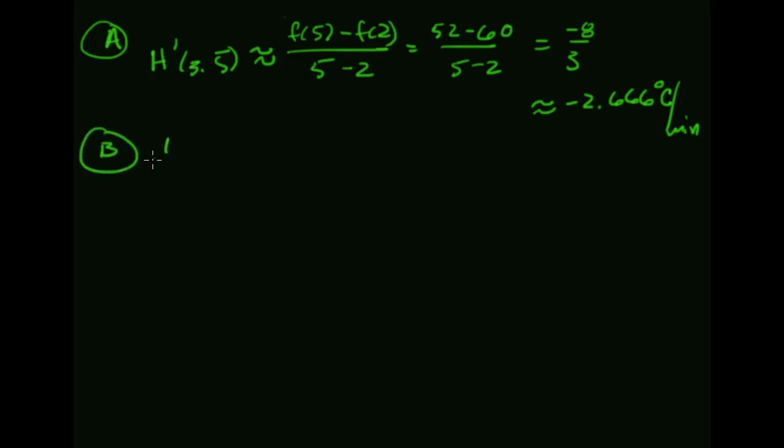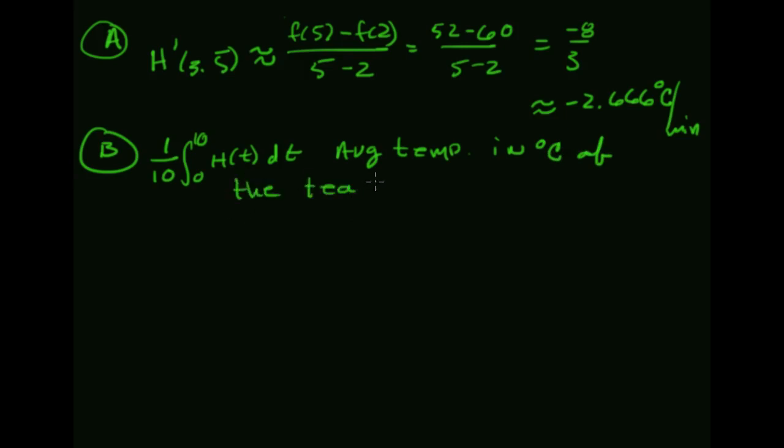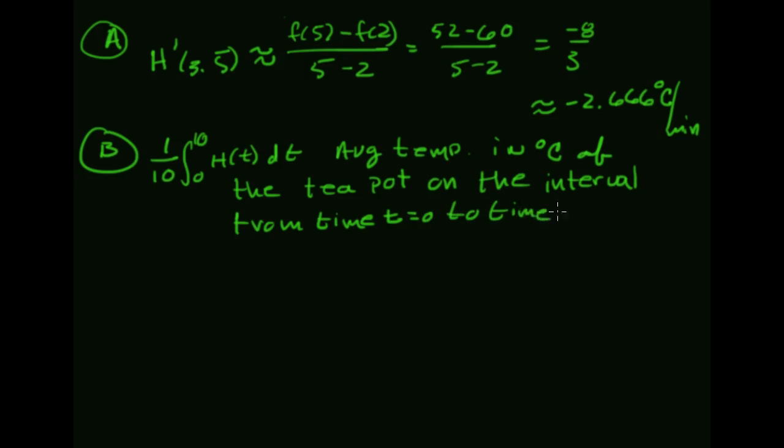B gives us this expression: 1 over 10 times the integral from 0 to 10 of h of t dt. This is the average temperature in degrees Celsius of the teapot on the interval from time t equals 0 to time t equals 10 minutes. Okay, so then it wants us to calculate this using a trapezoidal rule.